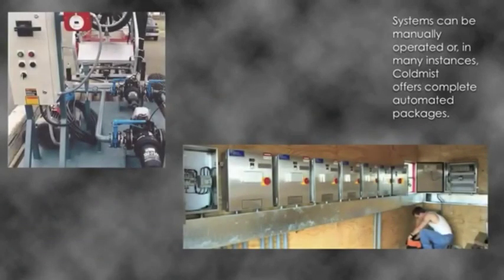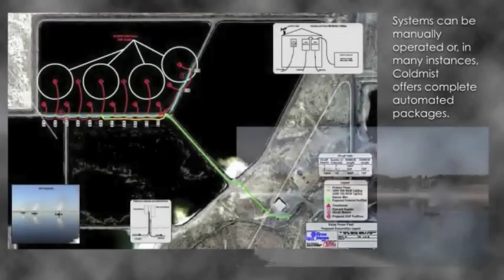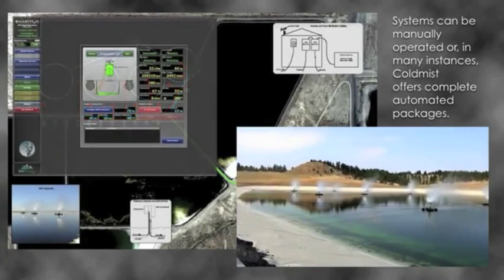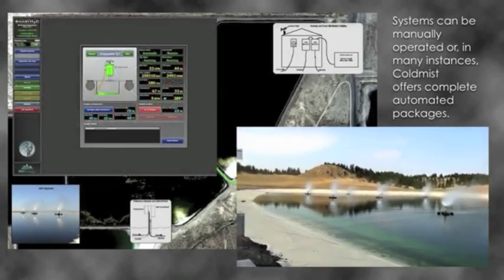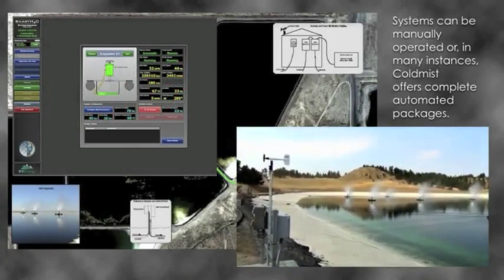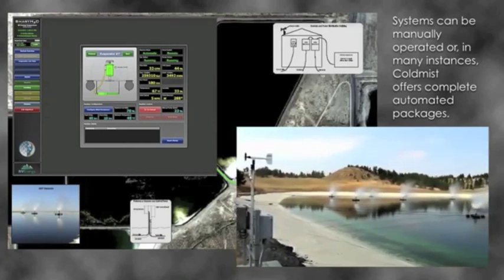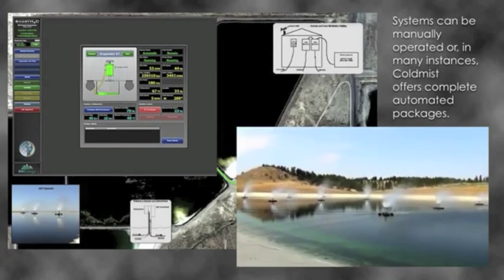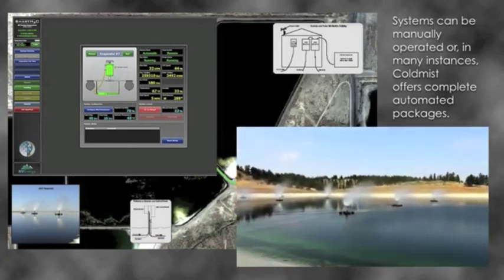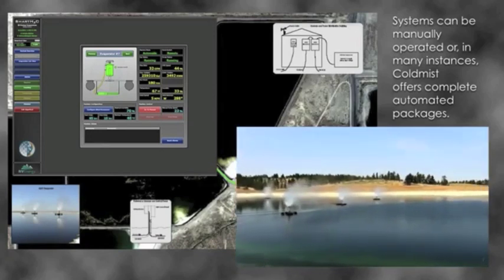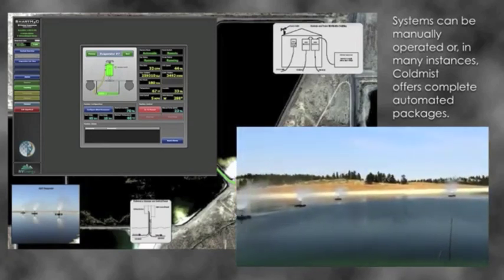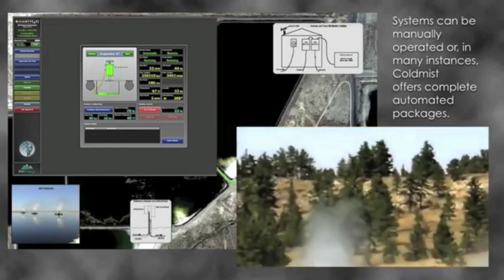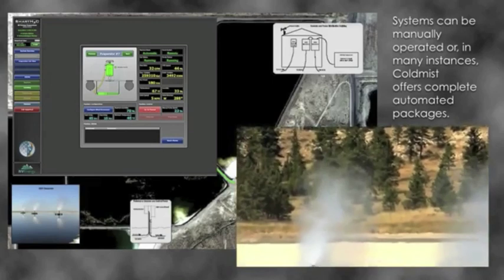Systems can be manually operated or, in many instances, Cold Mist offers complete automated packages. Automation will shut down and start up the evaporator and pump based on different weather conditions. An automation system is highly desirable if the water being treated is corrosive or contains chemicals detrimental to the environment or people. The automation systems ensure that water droplet drift is controlled, so that droplets are deposited in a planned containment area without depending on human operators needing to respond to changing weather conditions.